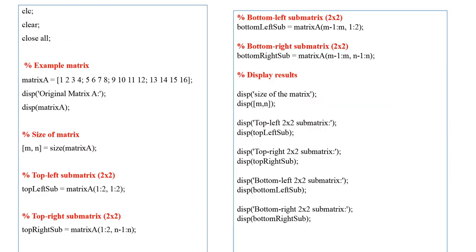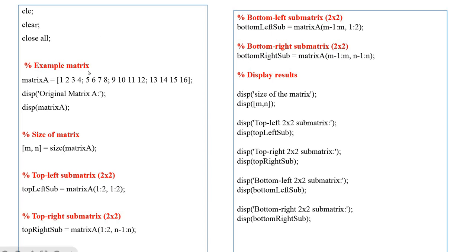Now comes the program. We'll first begin with the basic three commands which we use in all our programs, that is clc, clear and close all. clc clears the command window, clear removes all the variables from the workspace, and close all closes any figure window that is open.